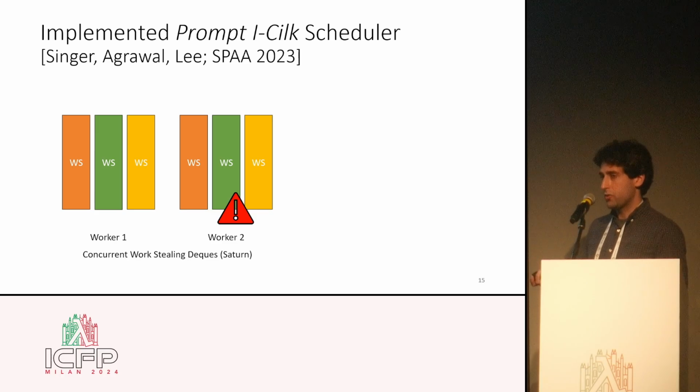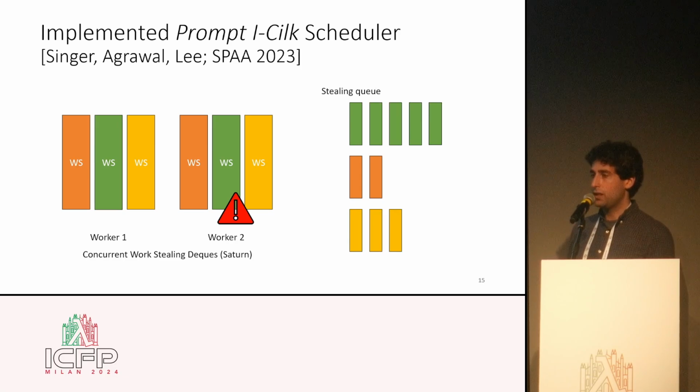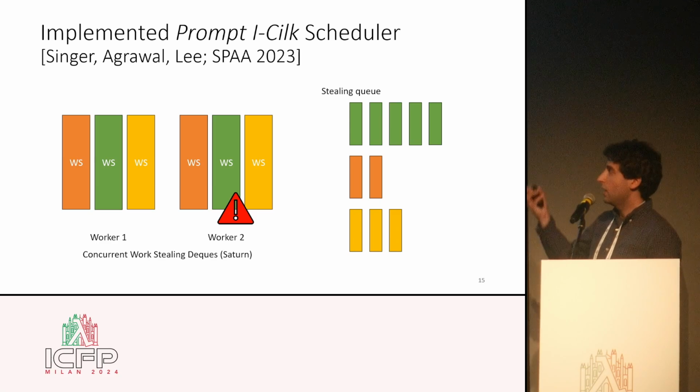Unlike in traditional work stealing algorithms, which randomly choose a deck from another processor to try and steal work from, PrioriSilk actually maintains a queue of decks, again, a queue of decks at each priority. So instead, we'll go to the high priority stealing queue.